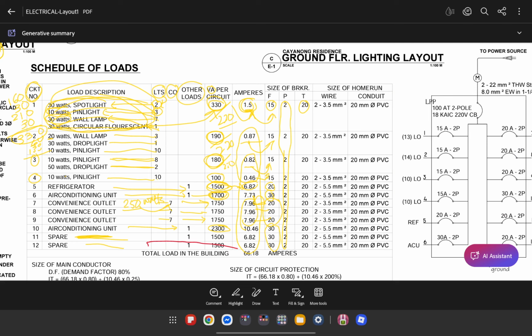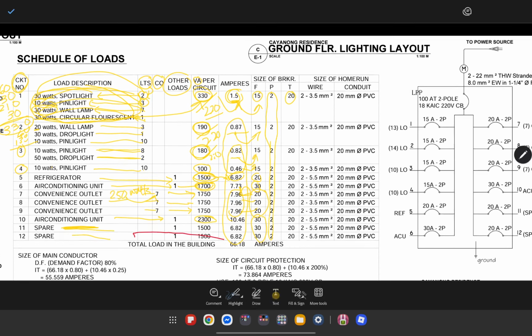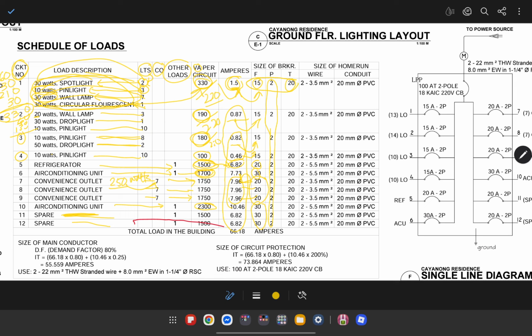Okay, so these are the basic descriptions of each circuit breaker. This is what you tell the seller about what kind of circuit breaker you need to buy. So let's say it should be the size, the poles, and also the time.